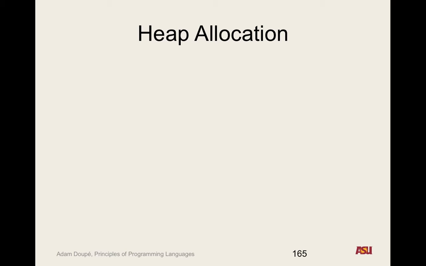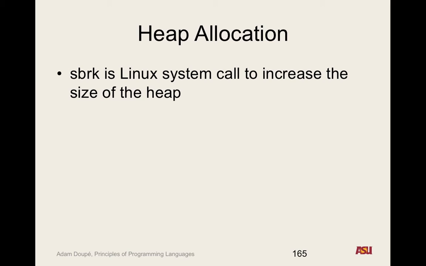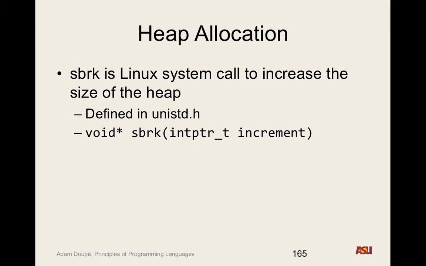So what actually happens is there's a system call. The Linux OS has a function called sbrk, which will increase the size of the heap, or alternatively, if you give it a negative number, will decrease the heap. And it's defined in this header file. And this is the signature. So you call sbrk, you give it an increment of how much you want the heap to move, and it'll return a pointer to, I believe, the old location.